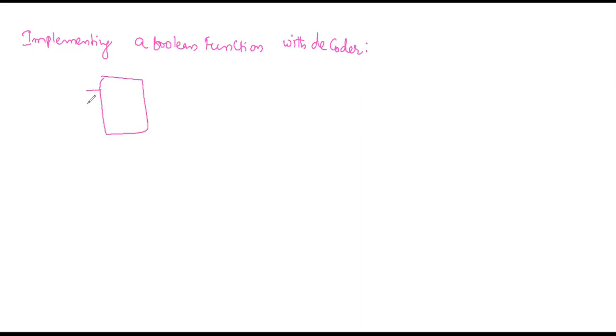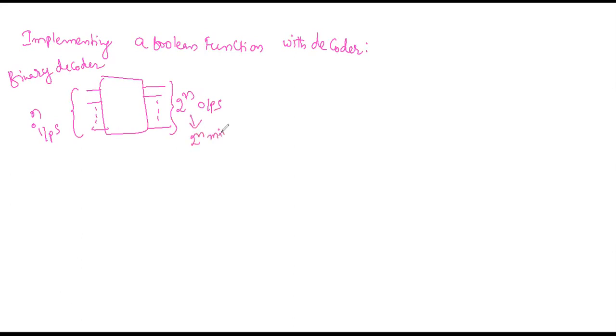With n inputs, we have 2 to the power of n output combinations for the binary decoder. And you need to consider the 2 to the power of n outputs as 2 to the power of n minterms. Now we will see how to implement this.